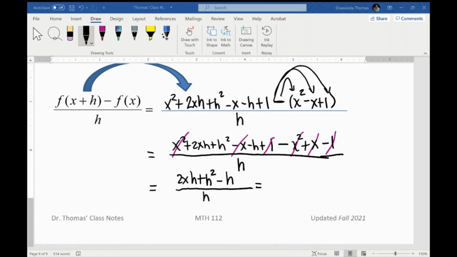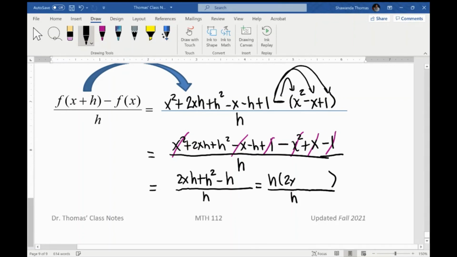You factor out the h. Factor out the h. So we have an h here. All right. What goes in the parentheses? 2x plus h. What else? Minus 1.